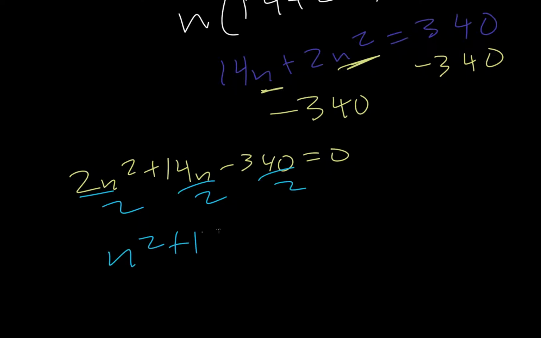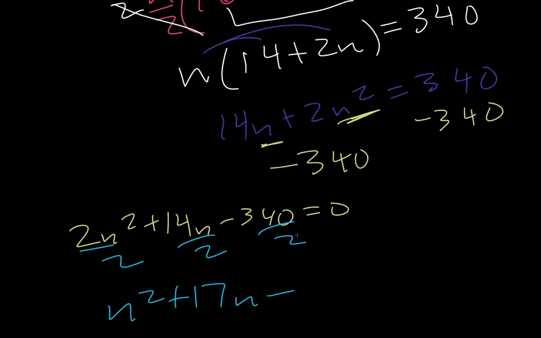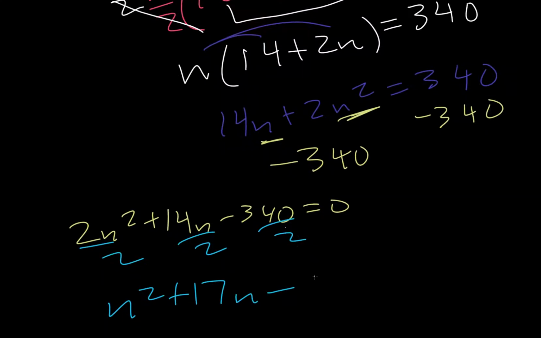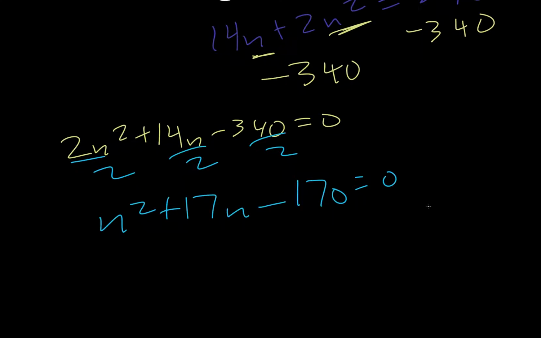So n squared plus 7n minus 170 equals 0. And then hopefully, this is factorable, so we'll try that. Well, one thing that comes to mind is 17 and 10, would that work? Oh wait, this isn't 17. This is just 7. Sorry, 14 divided by 2. Just 7, not 17. Okay, so 17 and 10.